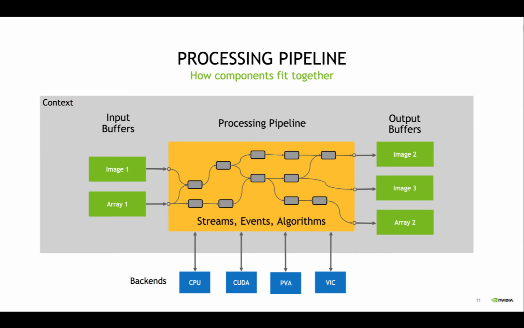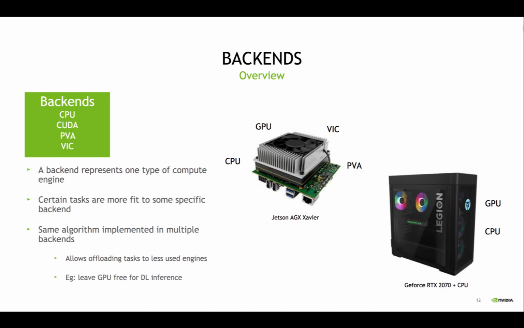In VPI, a backend represents one compute engine. Some backends are better suited for certain kinds of processing tasks than others and have different performance characteristics. The Jetson AGX Xavier shown here, for instance, comes with all 4 supported backends. Depending on the problem, work can be split between all these backends, resulting in efficient utilization of all available compute resources. A desktop x86 PC, on the other hand, has 2: the CUDA and the CPU backends, CUDA here representing the GPU.